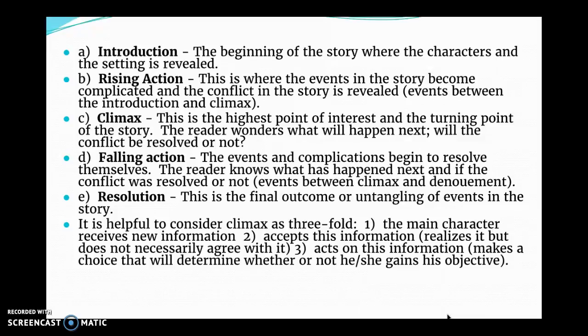It is helpful to consider the climax as threefold. Number 1, the main character receives new information. Number 2, they accept this information, realize it, but do not necessarily agree with it. Number 3, he or she acts on this information, makes a choice that will determine whether or not he or she gains his objective.